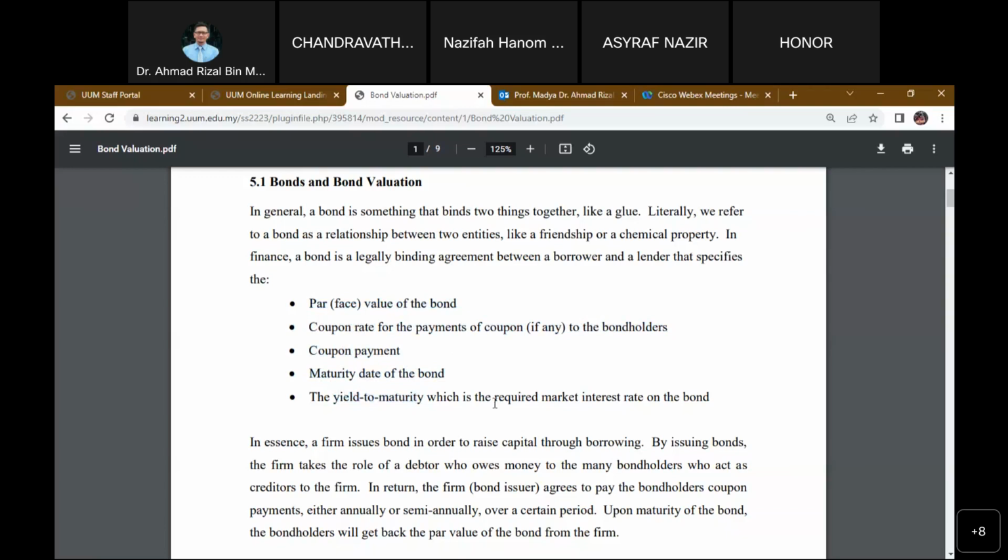So in this case, you can already see that there are two rates involved. One is the coupon rate. This will determine how much the bondholder, the people who buy the bond, will get every period, every 6 months or every year. And this yield to maturity would be the prevailing interest rate used to calculate the value of the bond later. So these are all the specs, the main features or specifications of a bond.